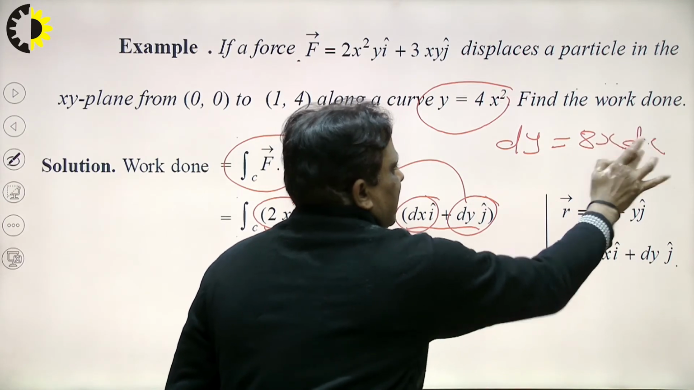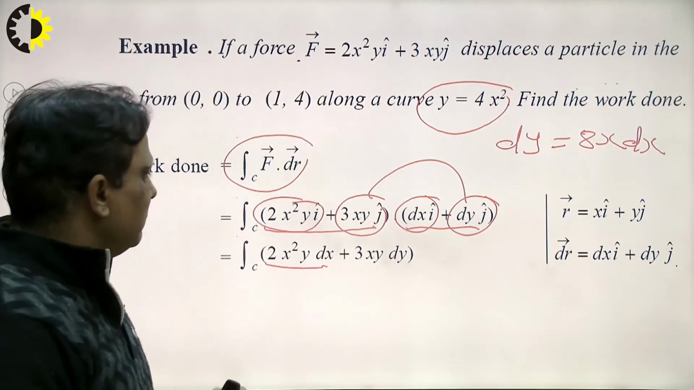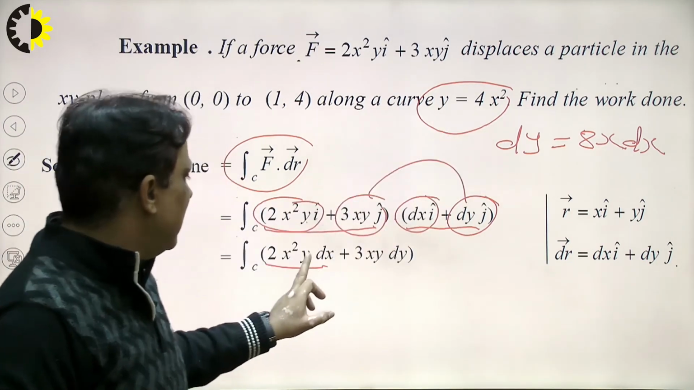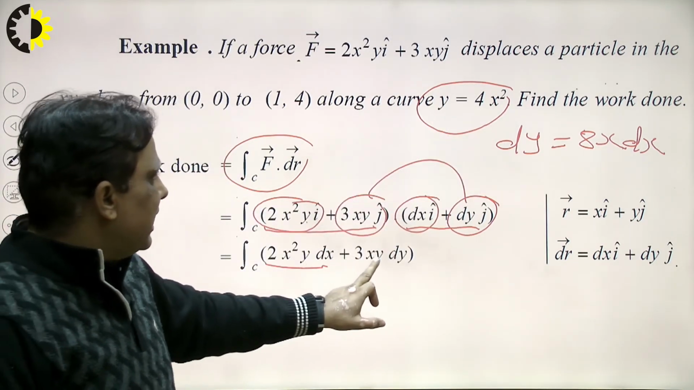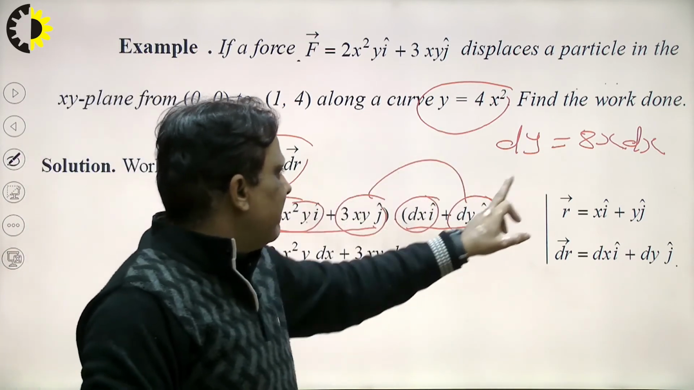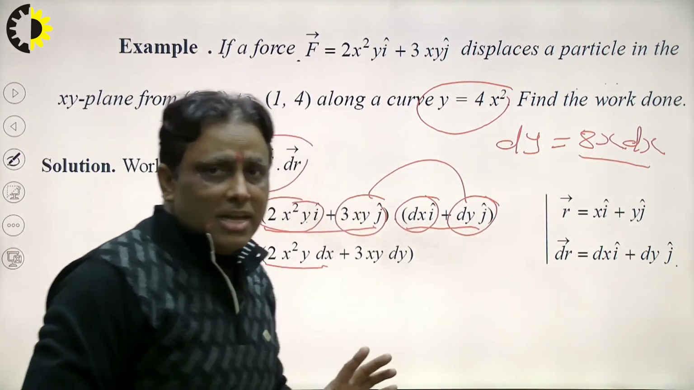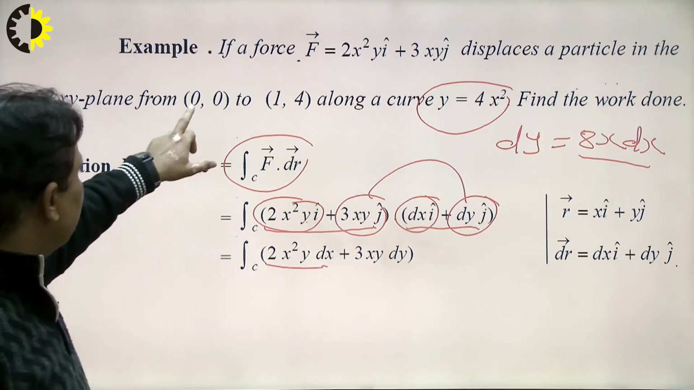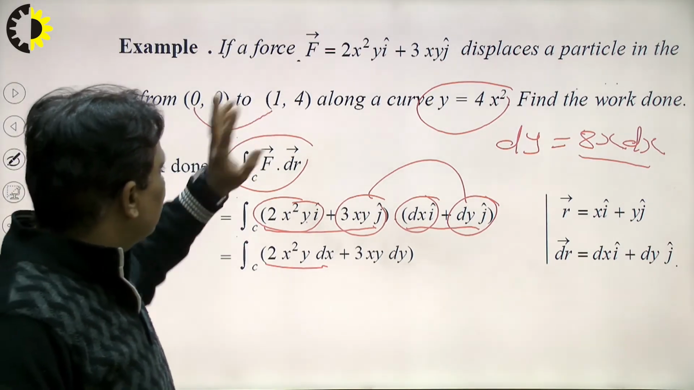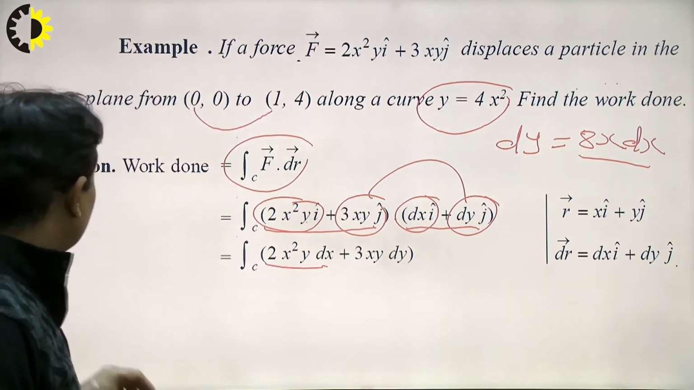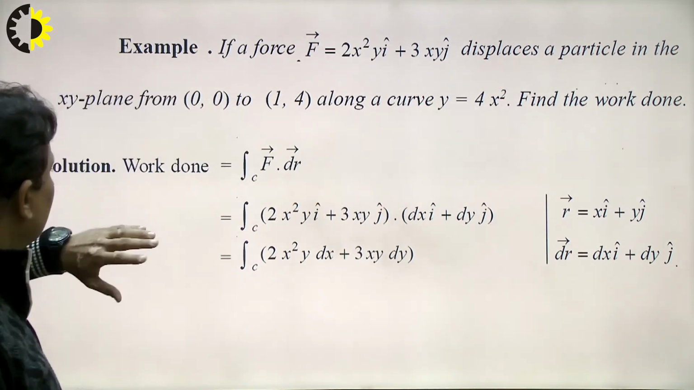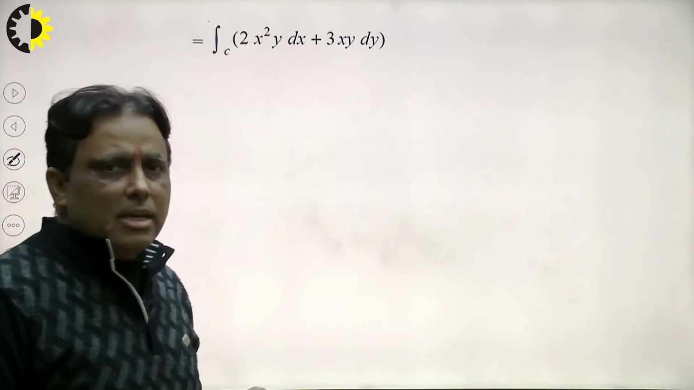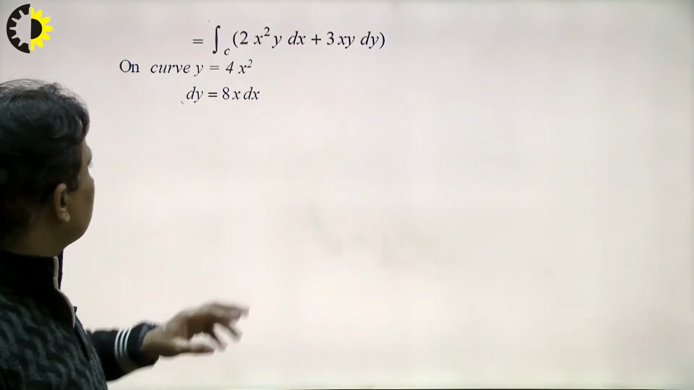So students, keep in mind and remember carefully: 2x square stays, in the place of y I write here 4x square, dx is as it is, 3xy becomes 3x times 4x square, and in the place of dy is 8x dx, and the total integral is converted into the x portion. And what is the limit of x? 0 to 1 here. In this way we can find out the limit of x. That means we convert all portions into the one variable x, right, and take the limit from the graph.